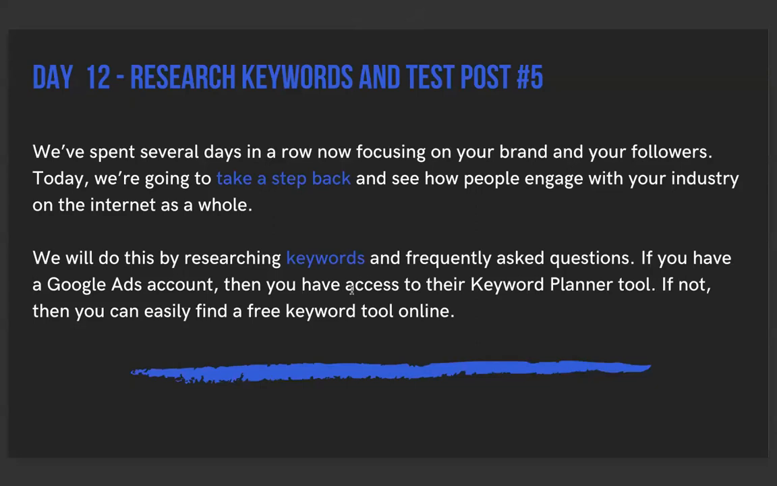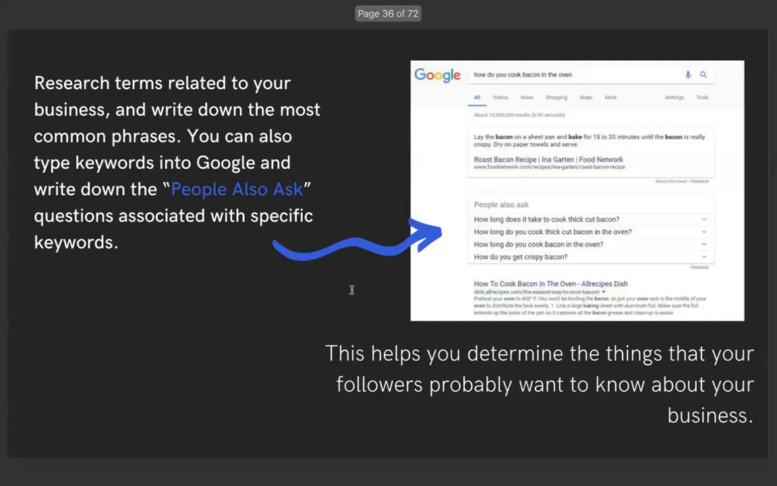So we have spent several hours and several days focusing on our brand and our followers. Today, we're going to take a step back and see how people engage with our industry on the internet as a whole. So we research terms related to our business. We write down the most common phrases. You can also type keywords into Google and write down the people also ask questions associated with specific keywords. This helps you determine the things that your followers probably want to know about your business.